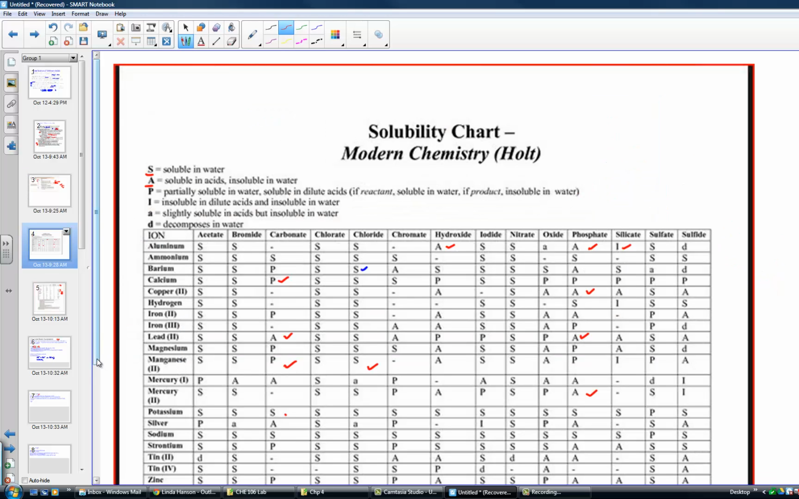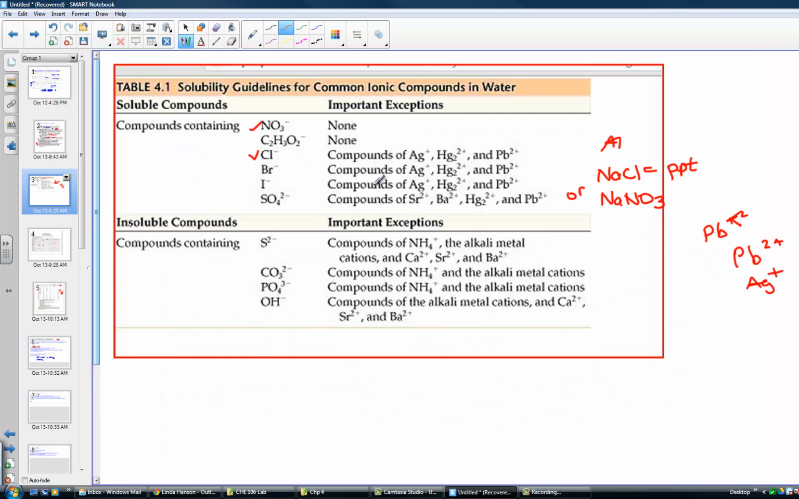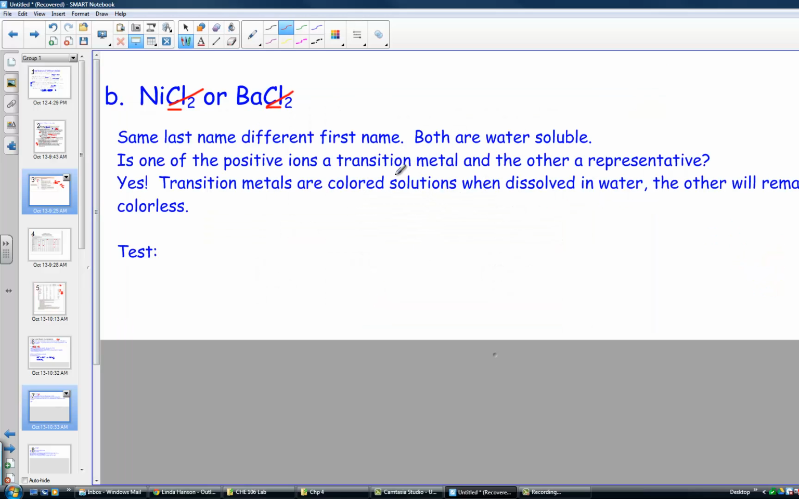Just checking out the solubility table here. Here are the chlorides. And then of course nickel, and you can see nickel on this chart. But the most helpful one would be right here. They're both water soluble. All chlorides are soluble unless they're silver, mercury, or lead. And so with this example, both are water soluble.